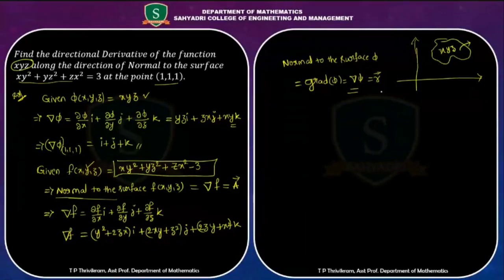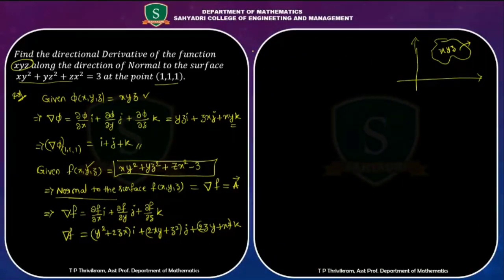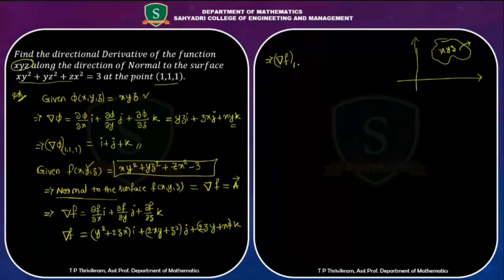Okay. Now we need to find del f at 1, 1, 1. Okay. So we'll do it. Implies del f at 1, 1, 1. Substitute x, y, z values as 1, 1, 1. So how much you'll get? So here 1 plus 2, 3i plus 3j plus 3k. So I'll get 3i plus 3j plus 3k. Okay. So this is your A vector.